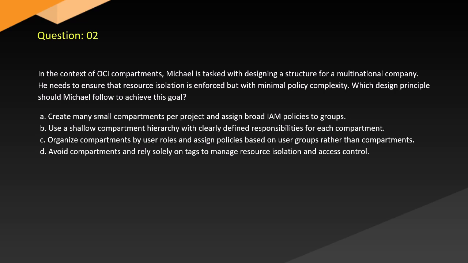A. Create many small compartments per project and assign broad IAM policies to groups. B. Use a shallow compartment hierarchy with clearly defined responsibilities for each compartment. C. Organize compartments by user roles and assign policies based on user groups rather than compartments. D. Avoid compartments and rely solely on tags to manage resource isolation and access control.